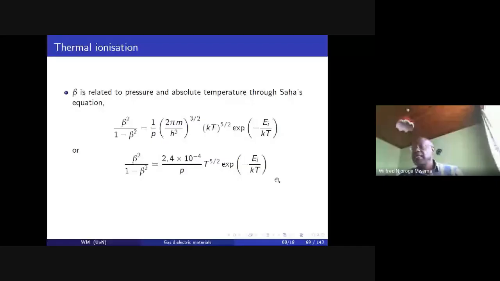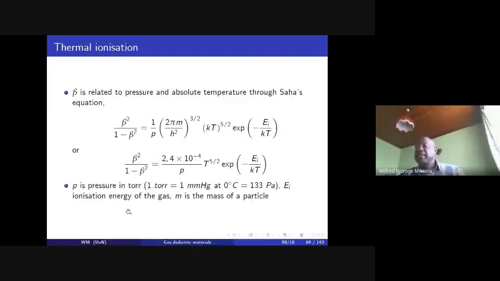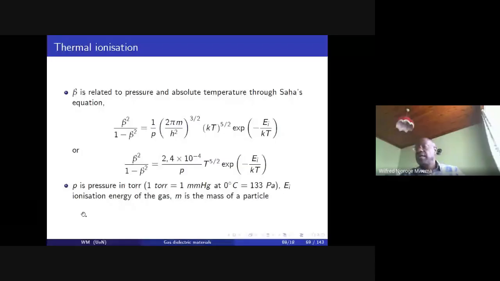where the energy of ionization is compared with the thermal energy kT. So P will be the pressure. It's measured not in SI units, but in torr, the height of mercury at 0 degrees, or 133 pascals or newtons per meter square, okay, at 0 degrees. And E_i is the ionization energy of the gas, and m is the mass of the particle.